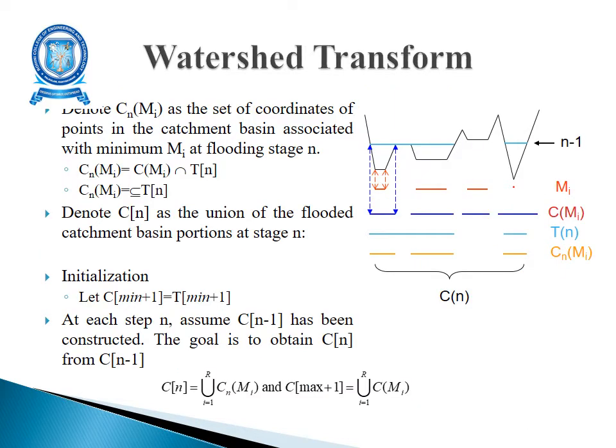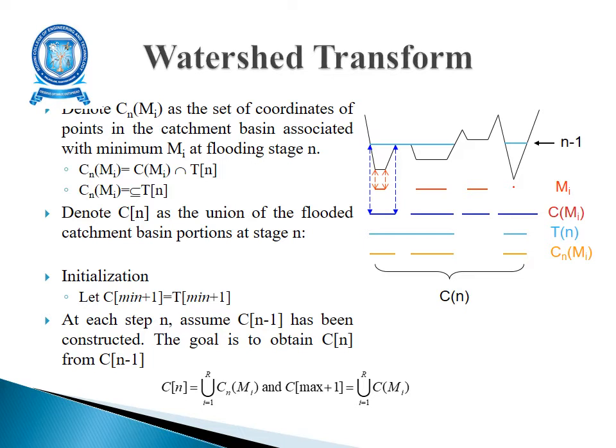Next we denote the set of coordinates of the points in the catchment basin, that is Cn of Mi is equal to C of Mi intersection T of n, where Cn of Mi is a subset of Tn, and we denote C of n as the union of the flooded catchment basin portions at stage n.